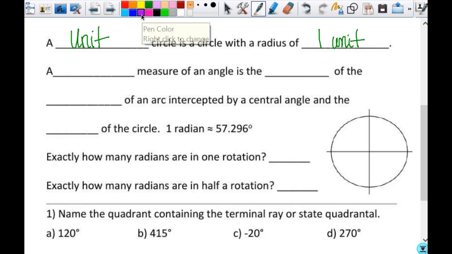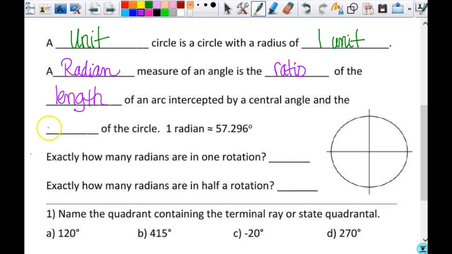And we use that unit circle to help us understand how else we can look at angles. So what else can we look at angles with besides degrees? What do you have to always change your calculator out of? Radians, okay? So a radian measure of an angle is the ratio of the length of an arc intercepted by a central angle and the radius of the circle. And 1 radian is about 57 degrees.